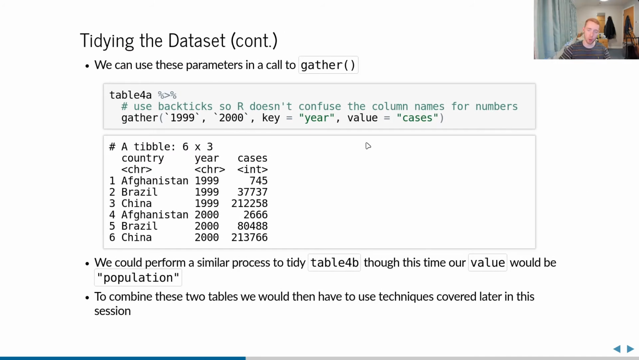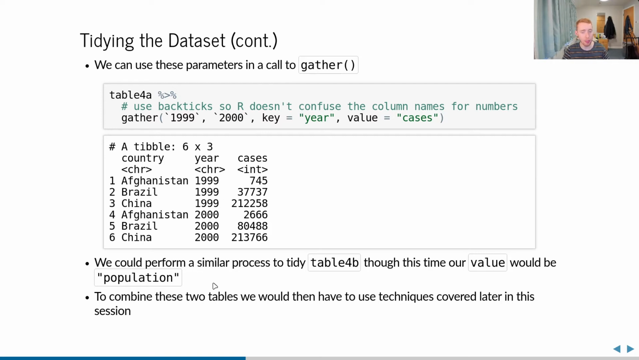This is going to take all of those columns and gather them together into two columns. The key is going to be the year, and that contains what were our column names, and the value contains what were our values. So you can see why that one's the more intuitive one. That's going to create this cases column here.